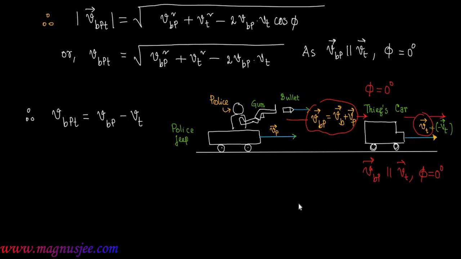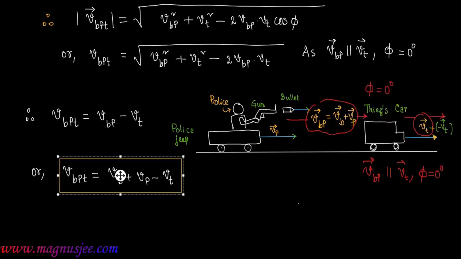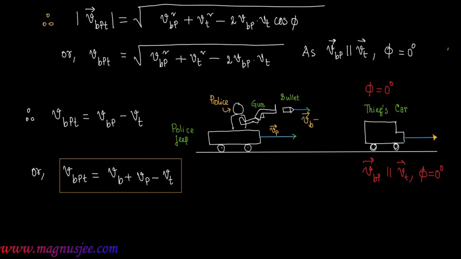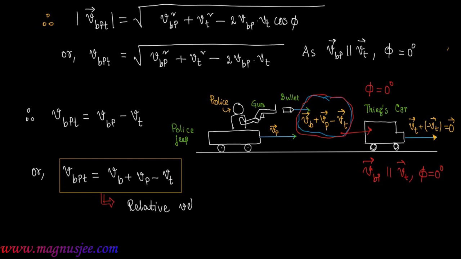Therefore, VBPT is equal to VBP minus VT, or VBPT is equal to VB plus VP minus VT, which is the relative velocity of the bullet with respect to the thief's car. Now, the relative velocity of the bullet with respect to the thief's car is vector VB plus vector VP minus vector VT, and minus vector VT is imposed on vector VT. VBPT is equal to VB plus VP minus VT, which is the relative velocity of the bullet with respect to the thief's car.